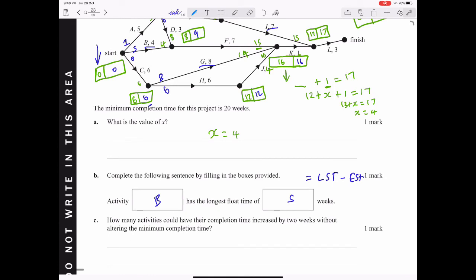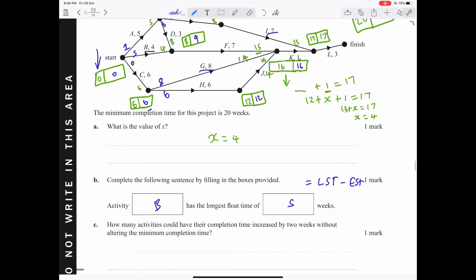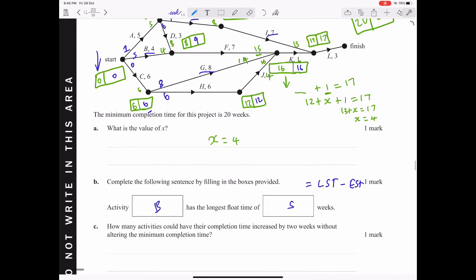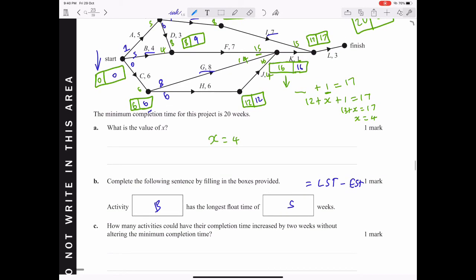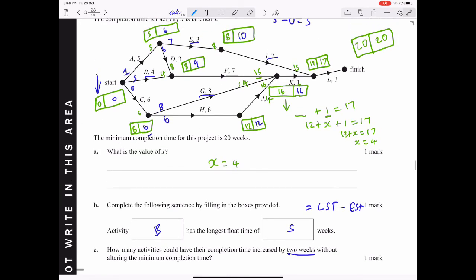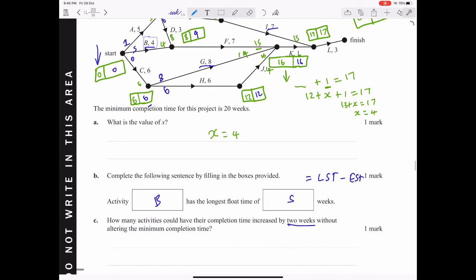C. How many activities could have their completion time increased by 2 weeks without altering the minimum completion time of the project? So basically, we're looking for activities that have a float time of 2 weeks or more. If we look at the graph over here, we can see that activity B has a float time of 5, because the latest start time is 5 for B minus the earliest start time of 0, which gives us a float time of 5. So therefore that would be one of the activities.